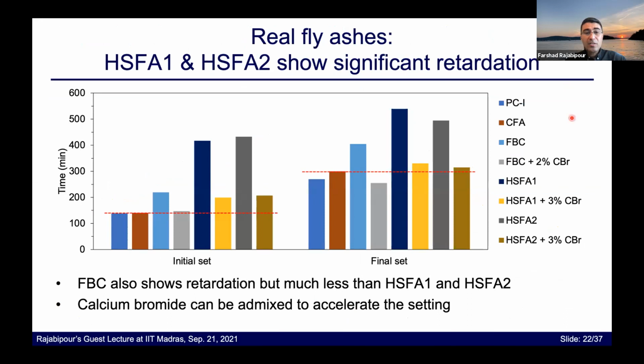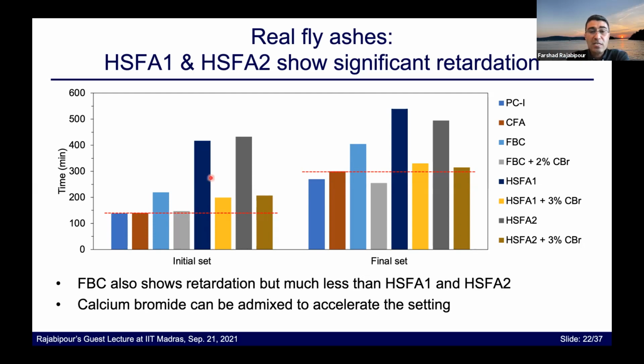Okay. Now let's look at some real fly ashes. The bar chart shows the initial and final time of setting. This medium blue shows the Portland cement mix. The brown shows the controlled fly ash mix. And then we see that when, instead of using the controlled fly ash, we use an FBC fly ash, which contains anhydrite, there is a delay in the initial time of setting, and there's also a delay in the final time of setting compared with the controlled fly ash.